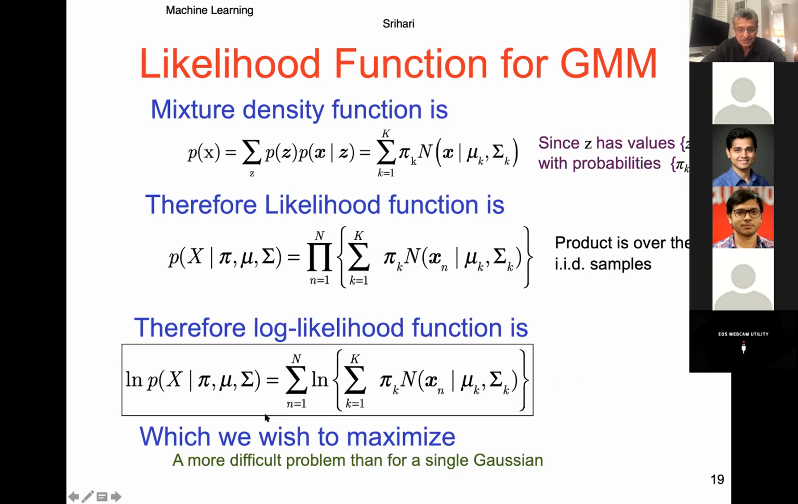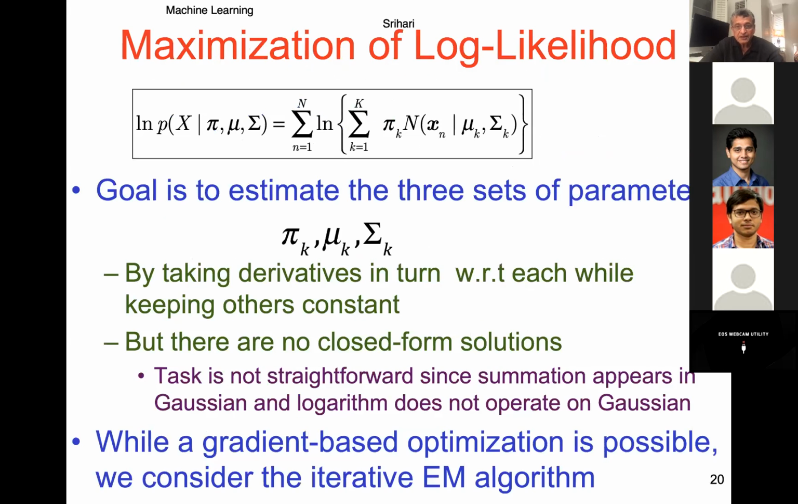So it involves a logarithm with a summation as an argument for the logarithm. It gets complicated here, which is why there is no closed form solution to this mixture of Gaussians problem. And the goal is to estimate 3 sets of parameters: pi k, the responsibility for the kth point; mu k, the mean of the kth cluster; and this is the covariance matrix here. So the goal is to estimate 3 sets of parameters.